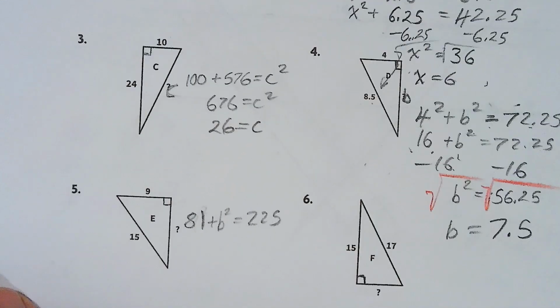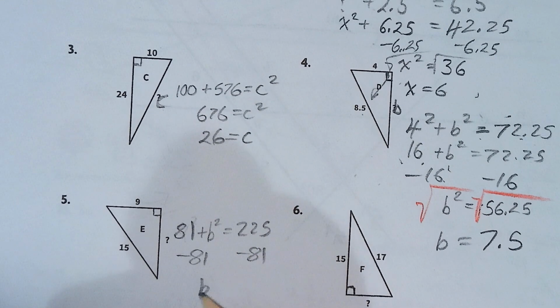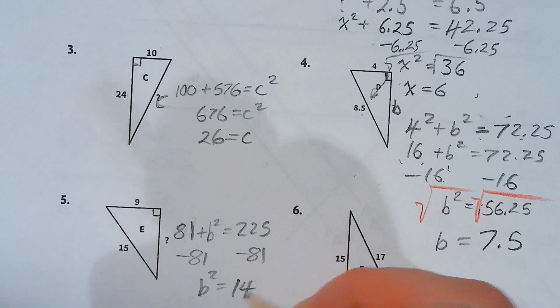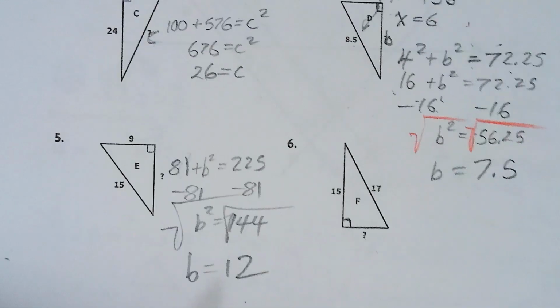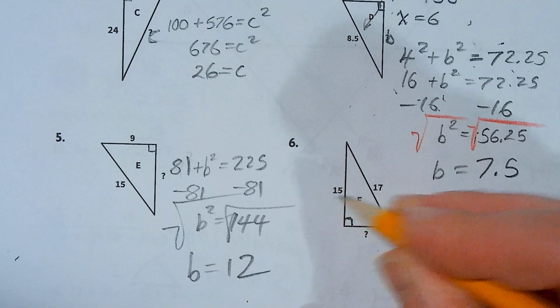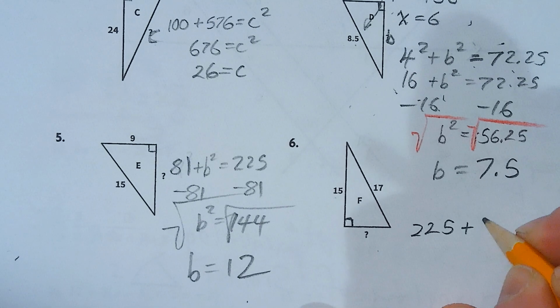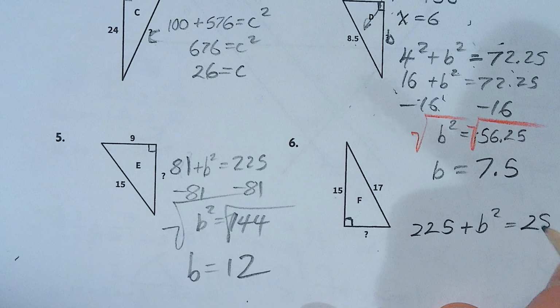I did some work over here. Ooh, 144, my favorite. 12. Okay, one more. 15 squared is 225, plus b squared equals 17 squared, which is 289.